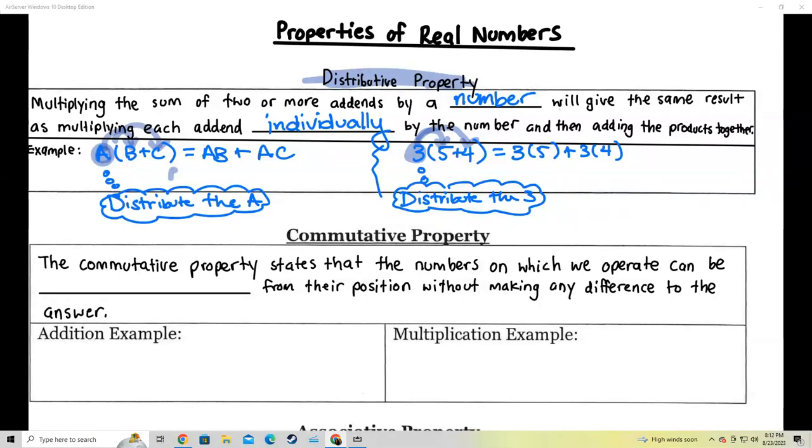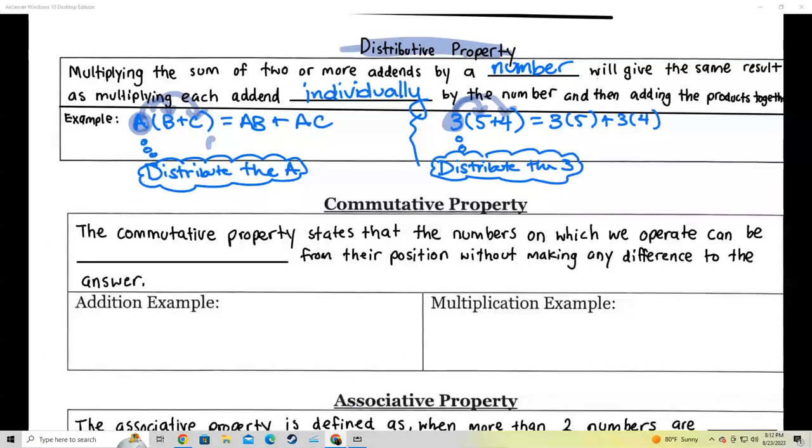And it proves that distributive property will be equal when you distribute the number in front of the parentheses. All right, let's move on to the next one. The next one we're going to do is commutative property. I'm going to highlight my vocabulary word. Let's take a look at what commutative property says. It says the commutative property states that the numbers on which we operate can be moved or swapped.